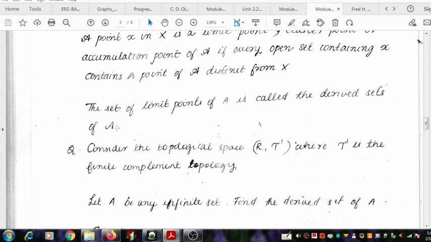We define the set of all limit points of a given set A, and that set is called the derived set of A. The derived set of A is denoted by A prime, or A dash. So what is meant by a derived set? The derived set is the set of all limit points of a given set A.